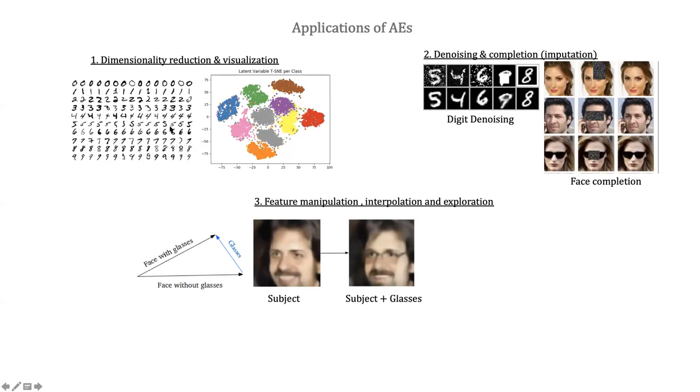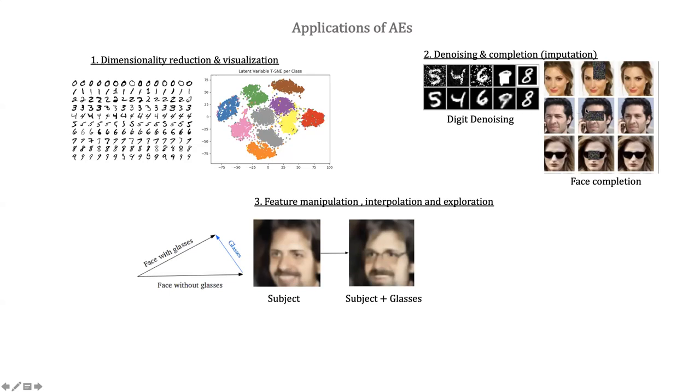Here is another example using the MNIST dataset. What you want to get here is a concise representation of the digits in the latent layer. You can pass this latent layer to t-SNE to obtain a visualization of your digits. They have also been used for denoising and completion. Here you can see an example of digit denoising. On the top, you have different noisy versions of the data, and you can pass them through the autoencoder in order to denoise the images.